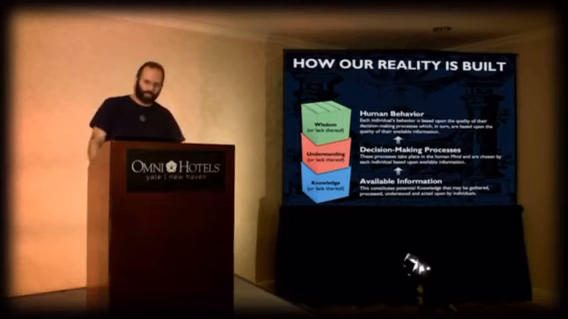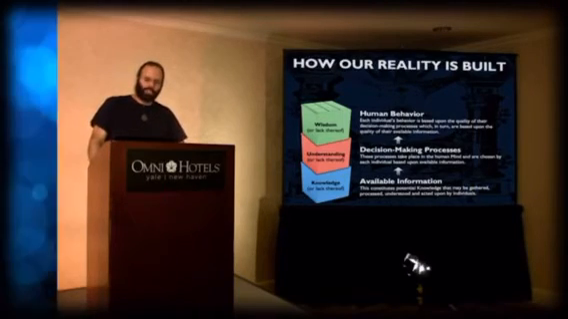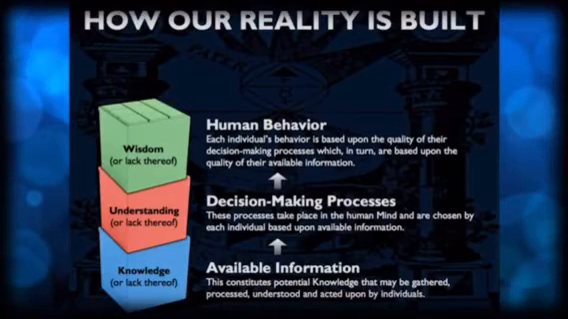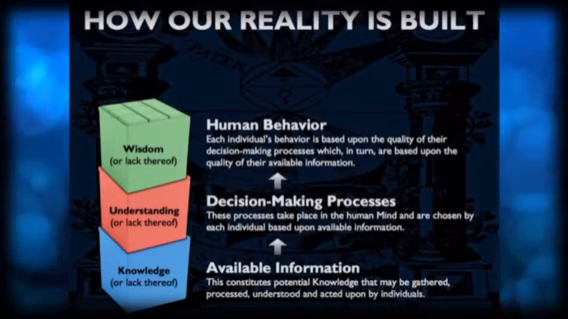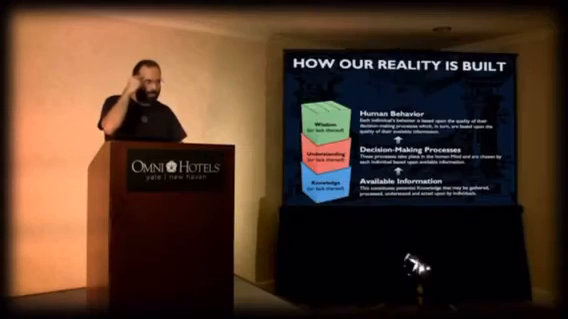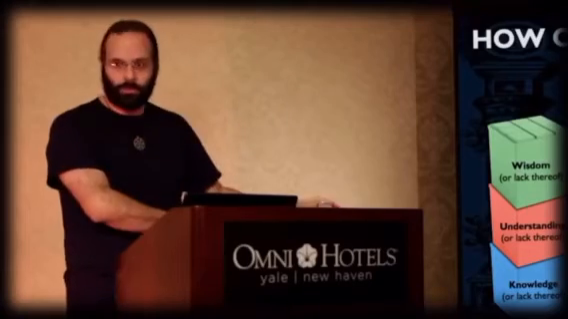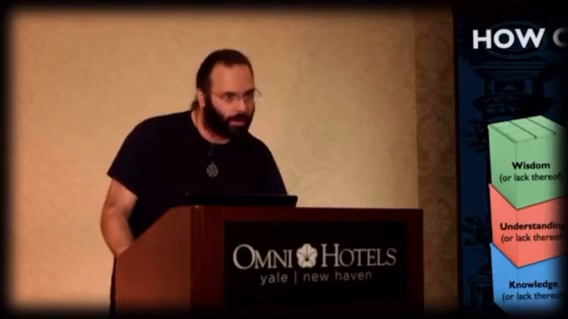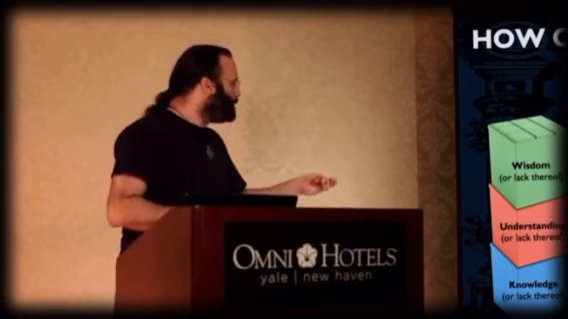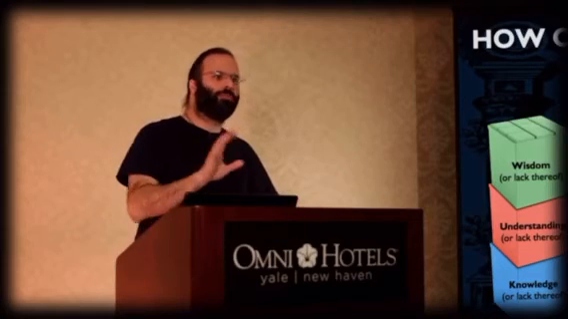So this is the action stage, okay? Each individual's behavior, the behaviors that they choose through their own free will, is based upon the quality of their decision-making processes that are happening within the human mind, okay? That process, as we've already seen, is in return based upon the quality of available information. So this is behavior. See, people don't think of wisdom as behavior. They don't think of wisdom as action.